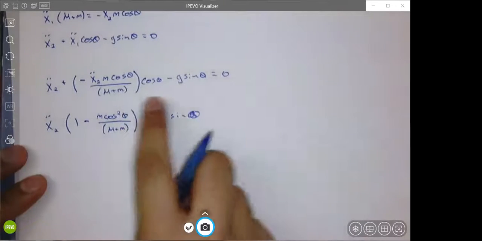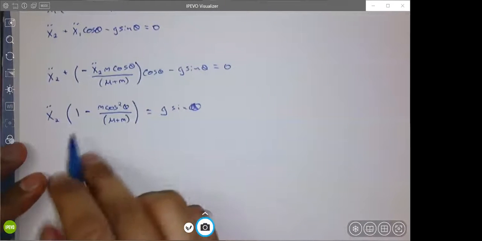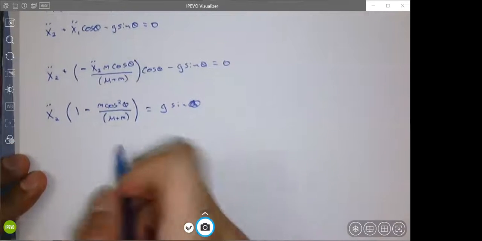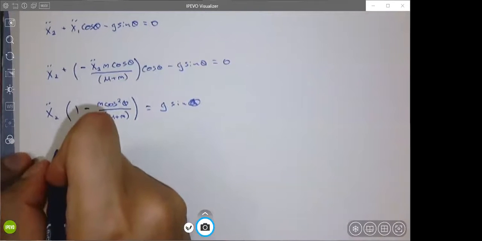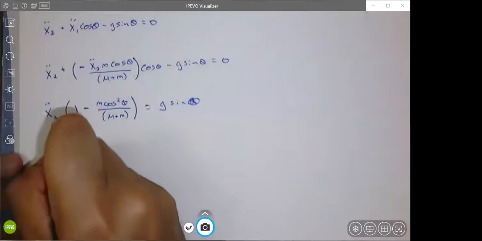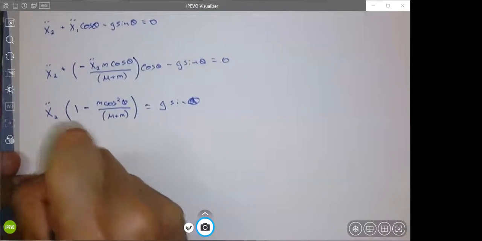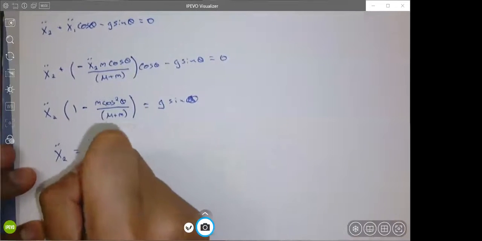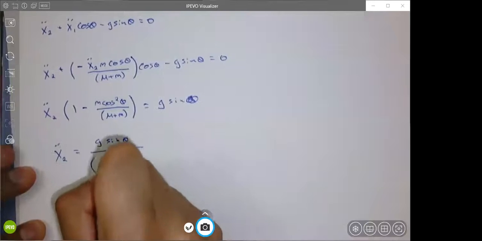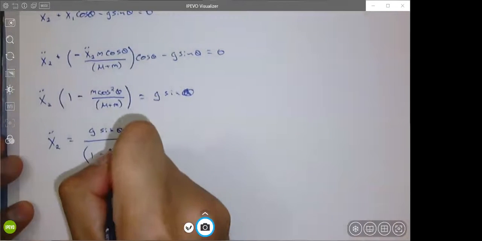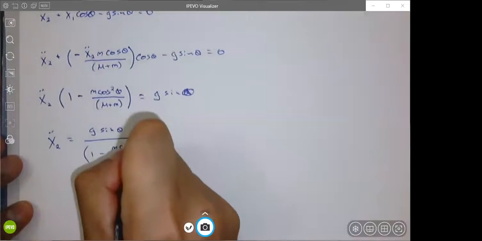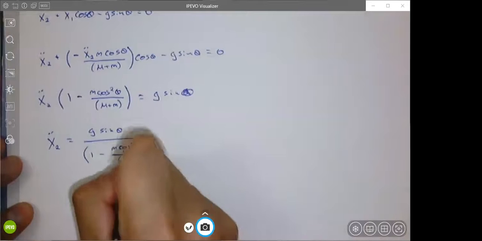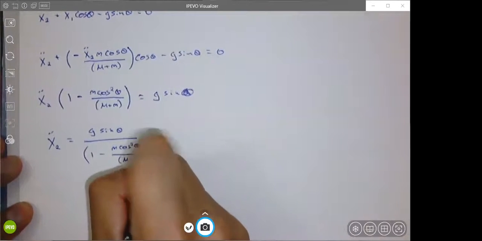All right, so I brought that term to the other side again. And then if we want to solve for x2 double prime, we just divide this term to the other side. So we get that x2 double prime is equal to g sine of theta divided by parentheses 1 minus lowercase m cosine squared theta divided by big M plus little m.